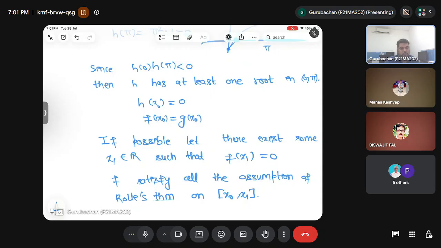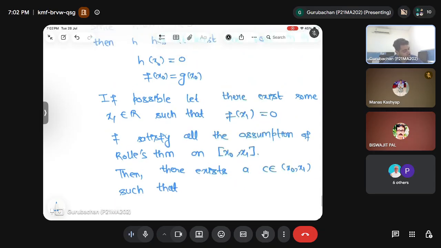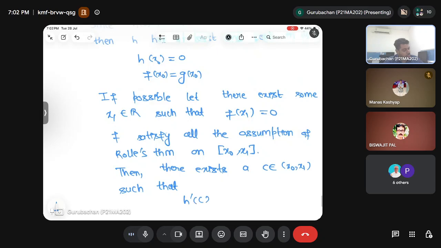Anyone have any objection? See, h of x naught is 0, h of x1 is 0. So obviously h of x naught is equal to h of x1. It is continuous, it is differentiable in between that interval. So ultimately all the conditions of Rolle's theorem will be satisfied. So that means there exists a C in x naught to x1 such that h dash of C is 0.